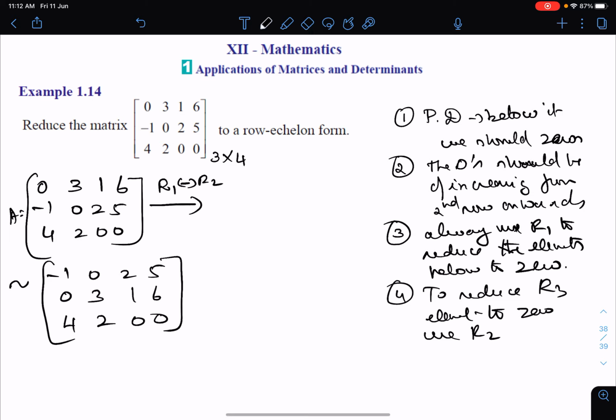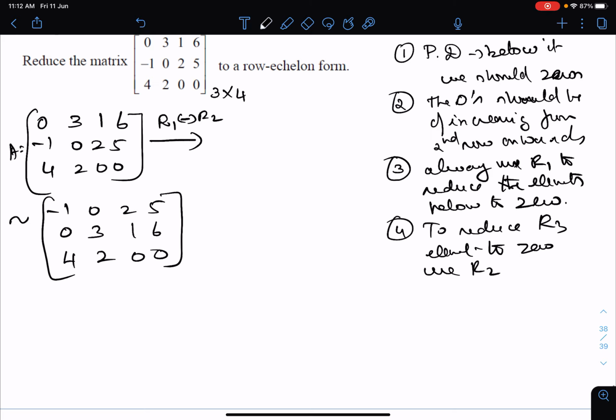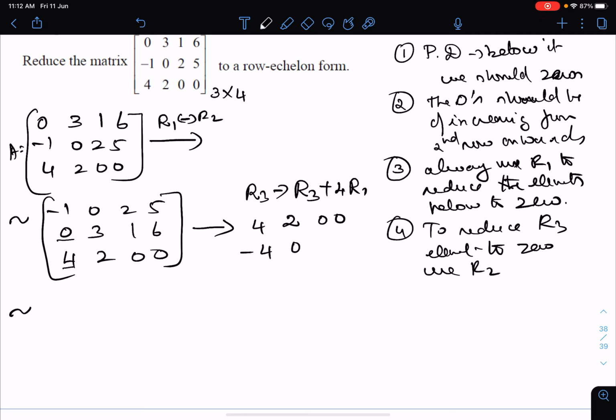Now come to our steps. We are going to make the entries below the principal diagonal 0. Already here you have got 0 in the second row, so you are going to make the 4 in the third row 0. Here you are going to change your R3. R3 is going to be changed as R3 plus 4 R1, since you have a minus sign. R3 is 4 2 0 0. 4 R1 is minus 4 0 8 and 4 times 5 is 20. Now you can add it: 0 2 8 and 20.